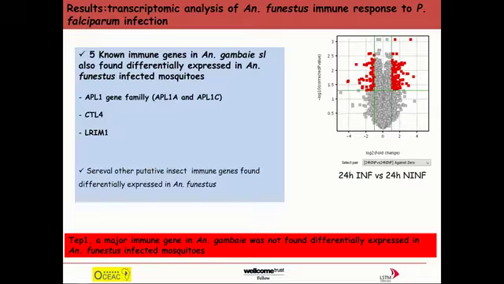So looking at the genes differentially expressed, what we saw is that 5 immune genes in Anopheles gambiae were also found differentially expressed in Anopheles funestus infected mosquitoes, and these genes were upregulated. And we also observed other putative insect immune genes differentially expressed in Anopheles funestus infected mosquitoes. However, TEP1, a major immune gene in Anopheles gambiae, was not found differentially expressed in Anopheles funestus infected mosquitoes.